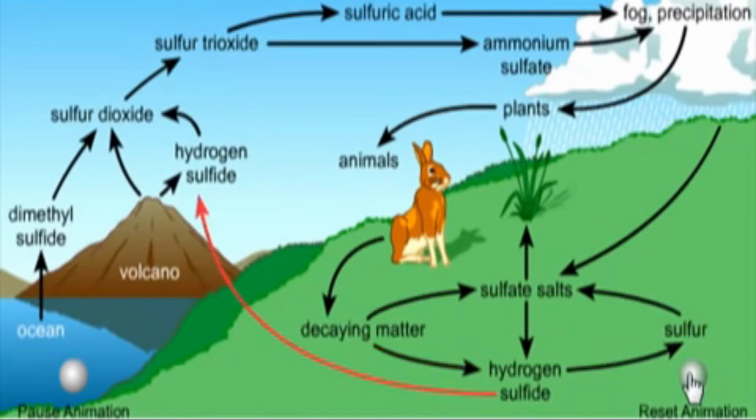But when decay occurs in an oxygen-free environment, anaerobic bacteria break down hydrogen sulfide and release sulfur gas. Oxygen-requiring bacteria can incorporate sulfur into sulfate salts, which can be taken up by plants and enter the food chain once again.